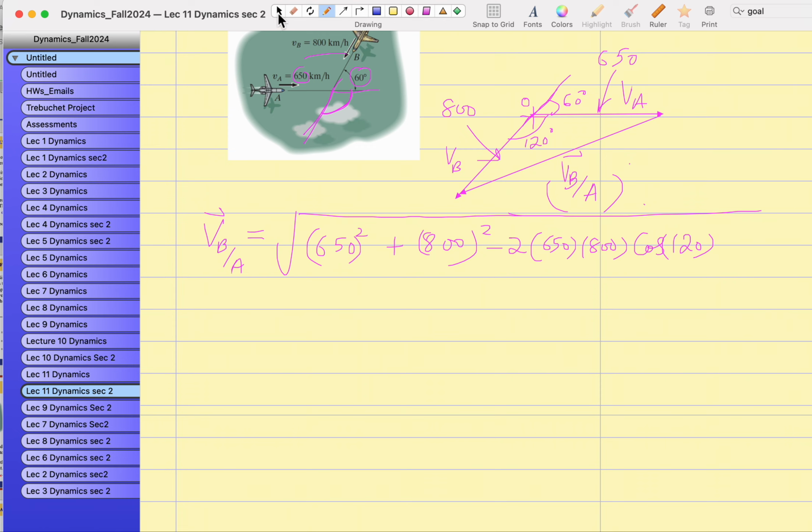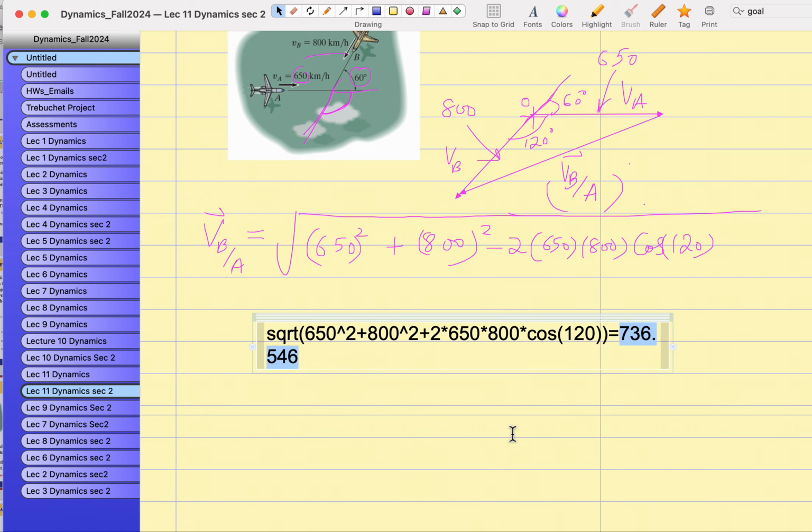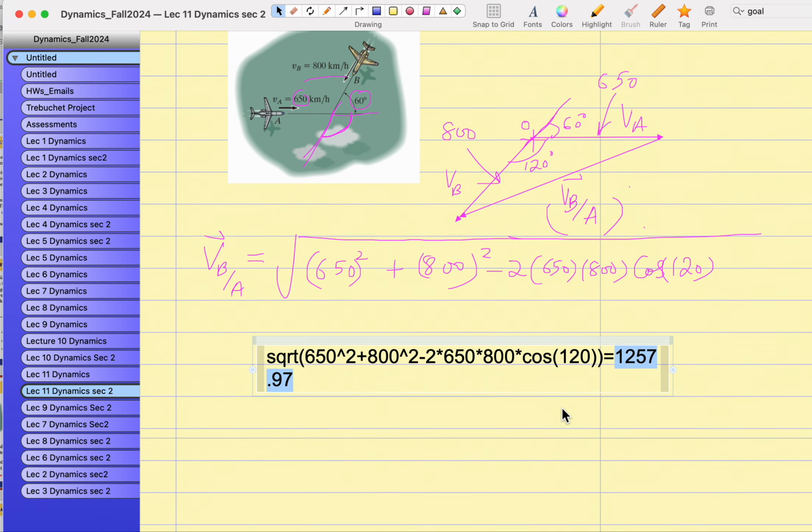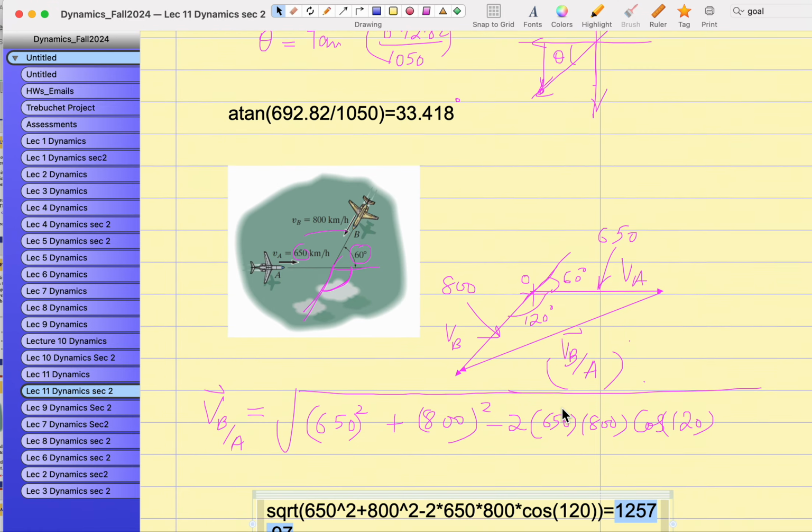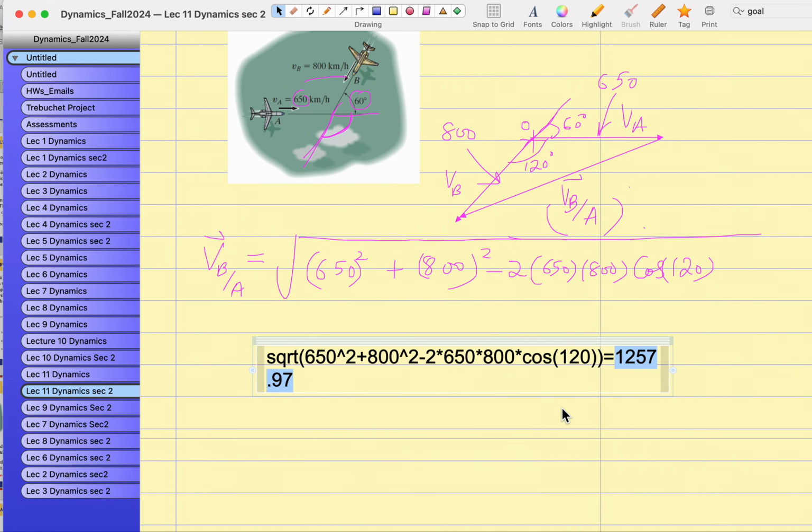So if you solve for this, what do you get? The square root of 650 squared plus 800 squared. Is it correct? Oh, I forgot, it's negative. Why did I put it? So it's negative. Oh yeah, it's the same: 1258. We got the same answer using the graphical method and using the vector algebra.